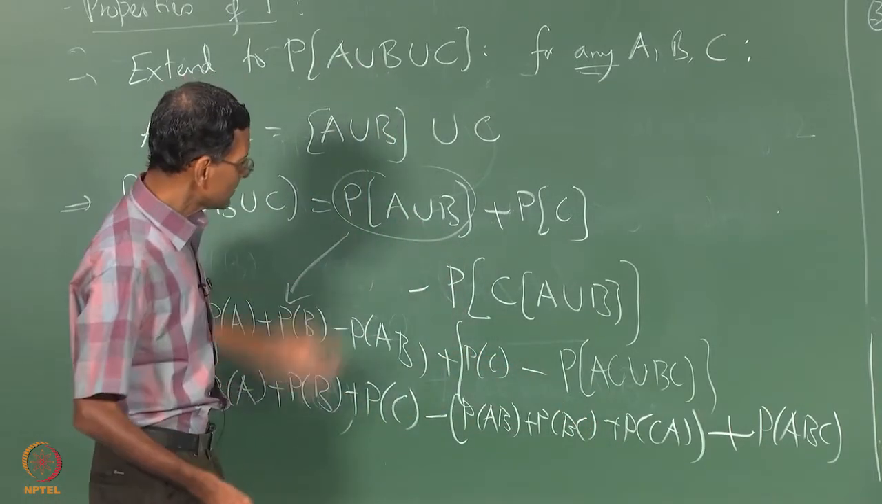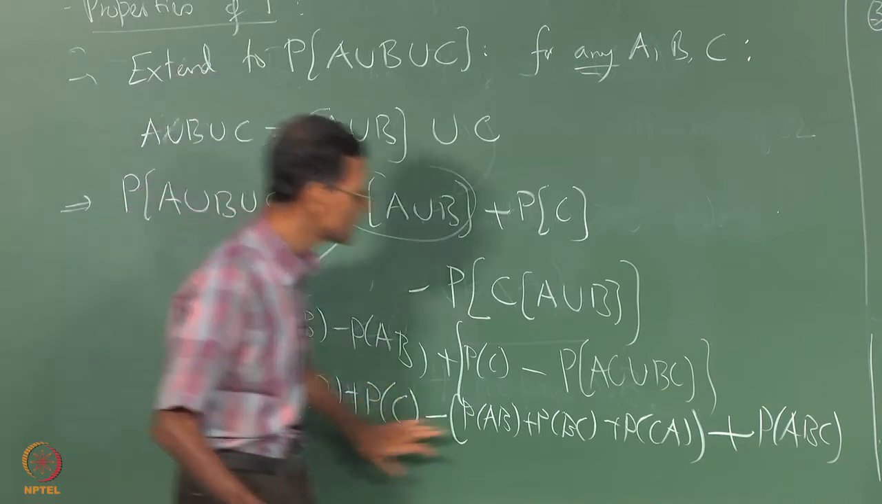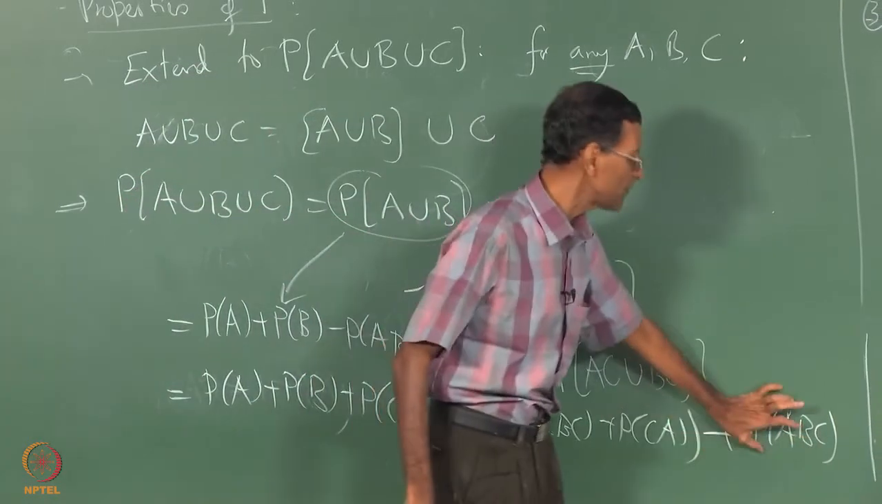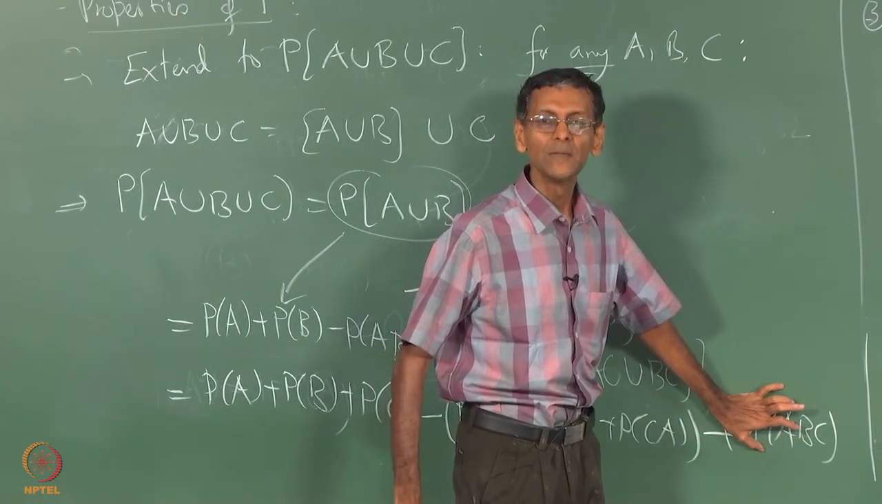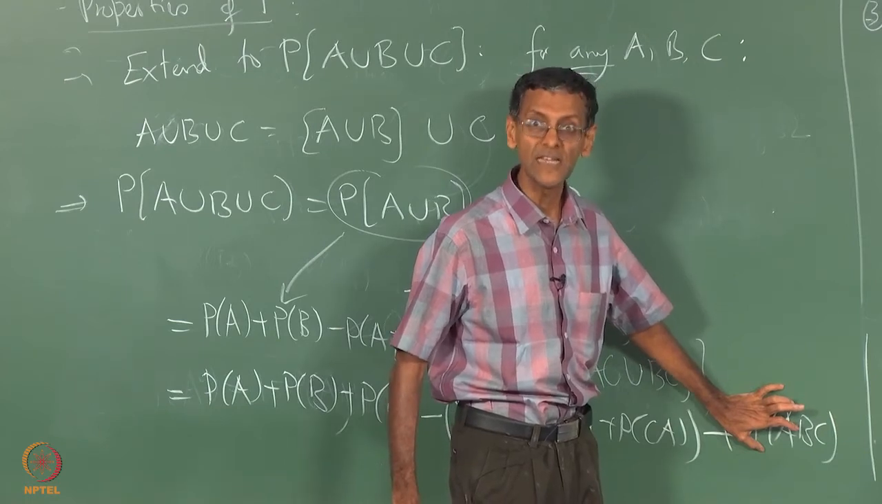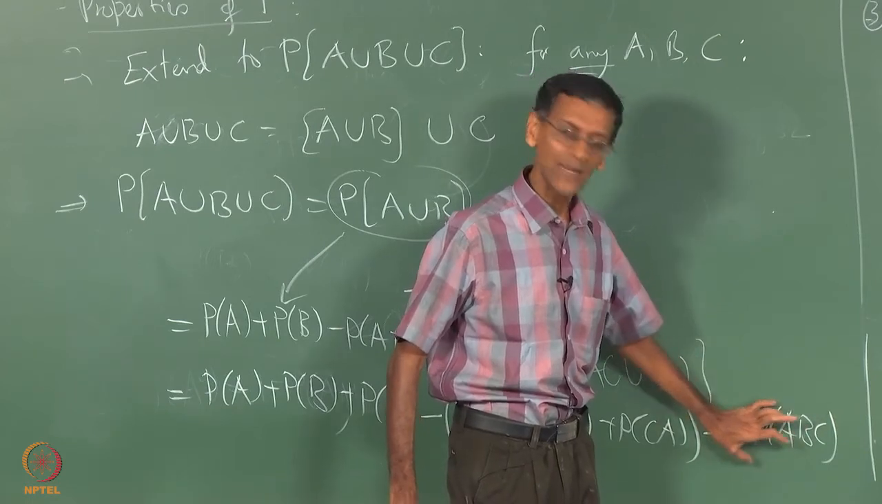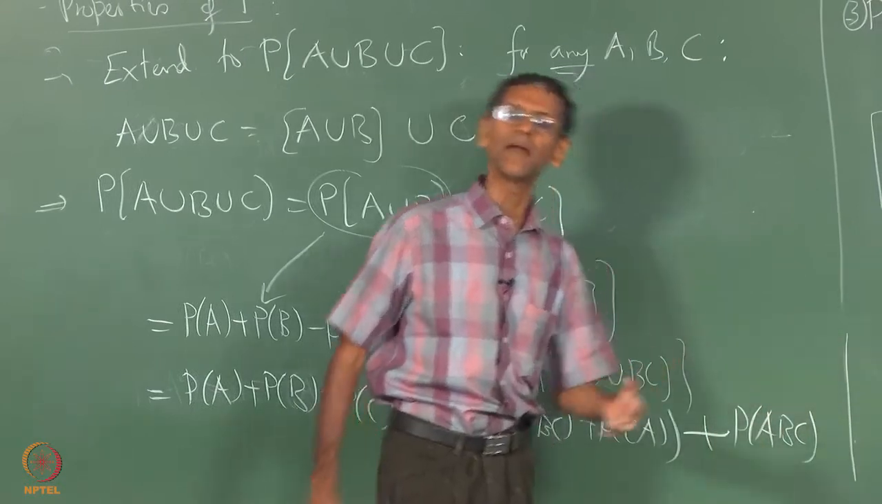And the next step would be, this portion would be the same, but instead of PABC you will get ABC, BCD, CDA and so on, all of those will come with the plus sign, and then you will get a minus of PABCD.